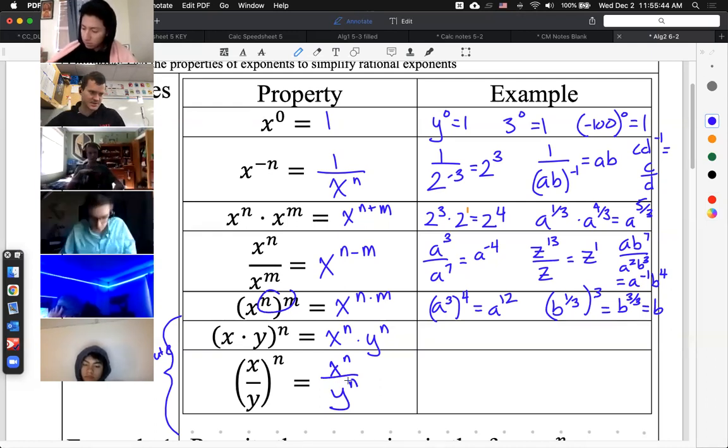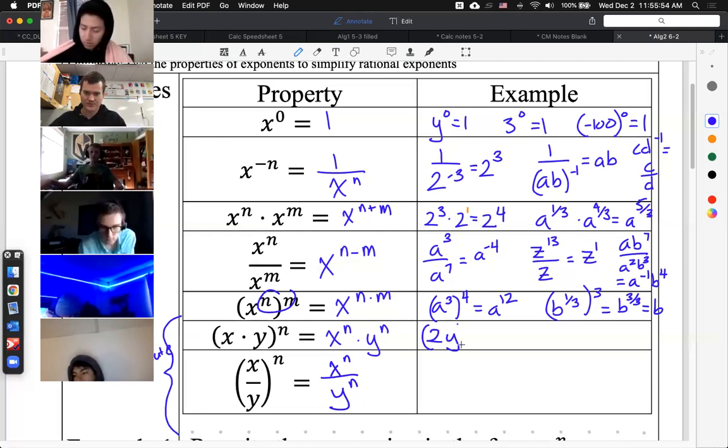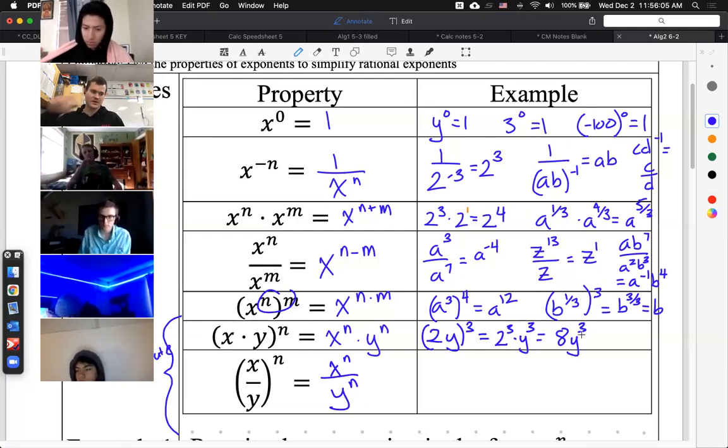Oh, I didn't do examples for these last ones. This is a really important one because a lot of people, when they see this, forget how to do it. If I have some number with a variable to the power of 3, you have to cube both of them. This is 2 to the power of 3 times y to the power of 3, which is really 8y to the power of 3. I think that's a super important example.